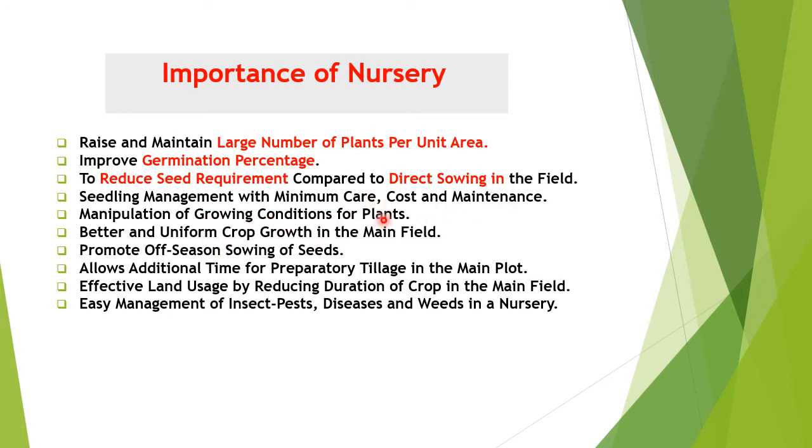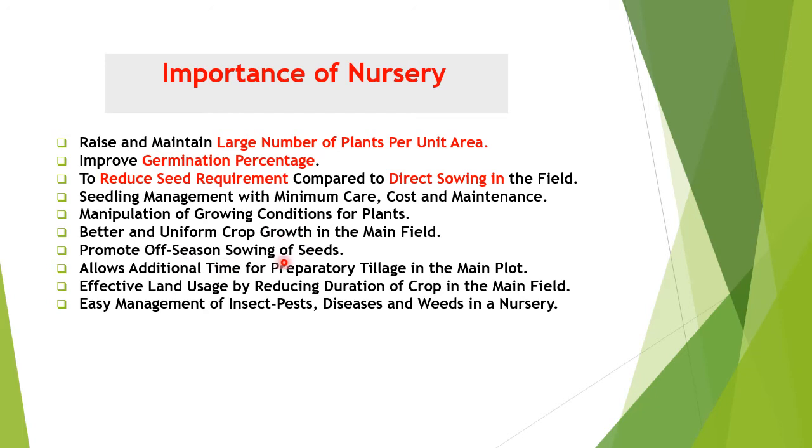Manipulation of growing conditions for plants. They can be taken in greenhouses where conditions can be manipulated. Better and uniform crop growth in the main field, because you are taking seedlings which are of the same size, same age, and then in the field you will have a uniform crop growth.